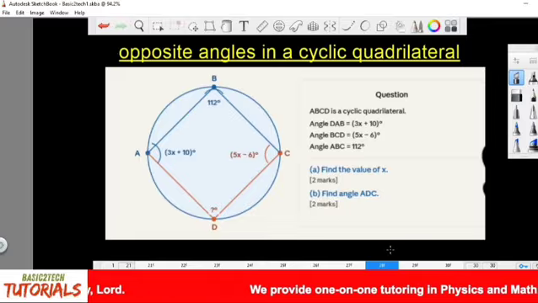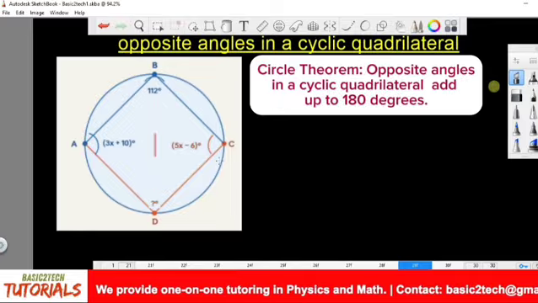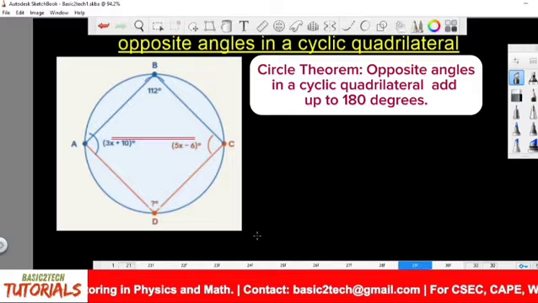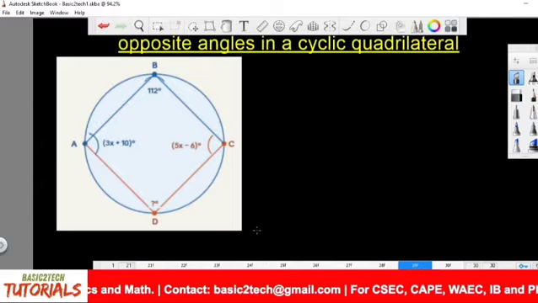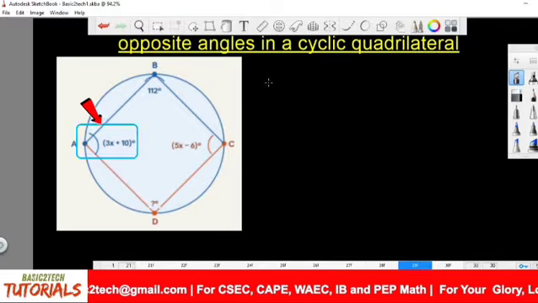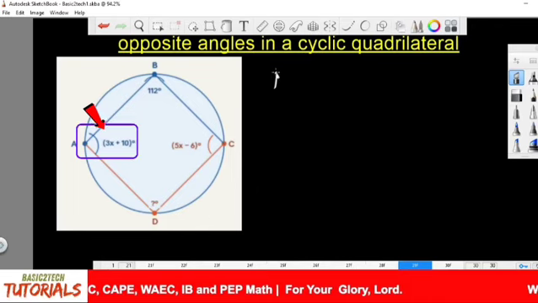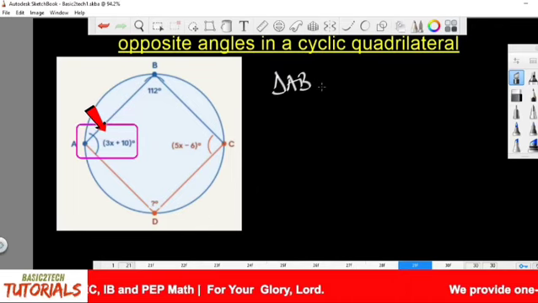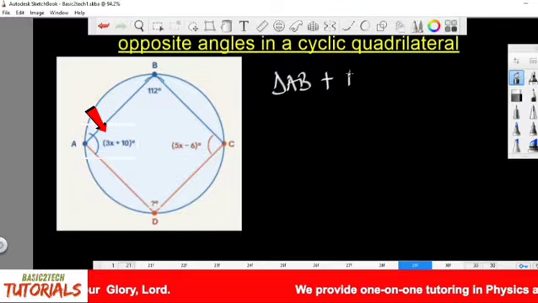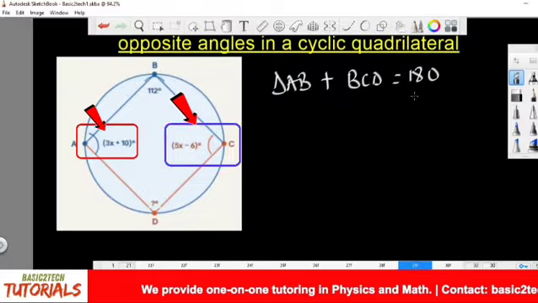Here is the theorem. The theorem states that opposite angles in a cyclic quadrilateral add up to 180 degrees. So it means that angle DAB plus angle BCD is equal to 180 degrees.